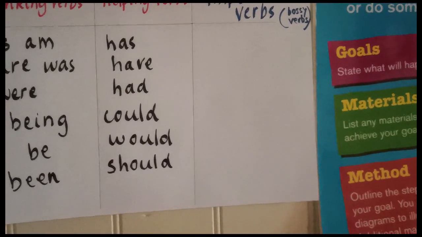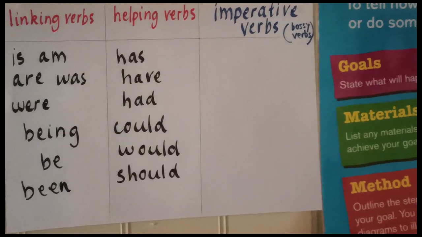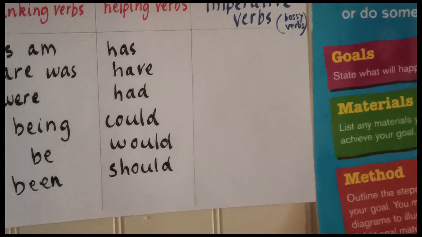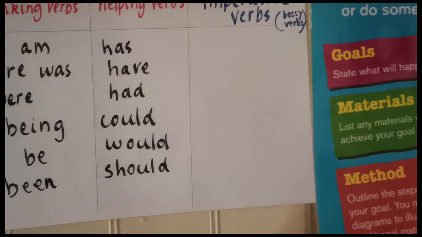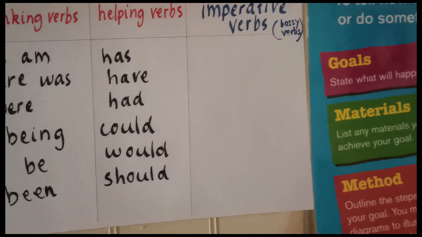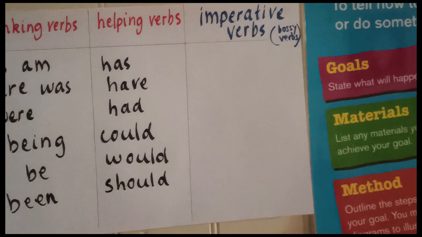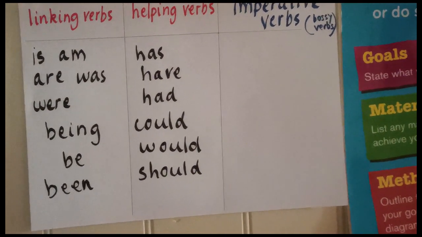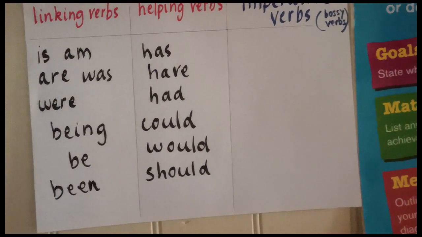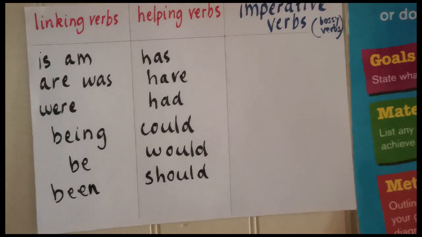Let's have a look at some verbs. We know that there are different types of verbs. Firstly, there are linking verbs, which do not show action. They connect the subject of the verb to more information about the subject. For example, Lisa was a student, was being the linking verb.